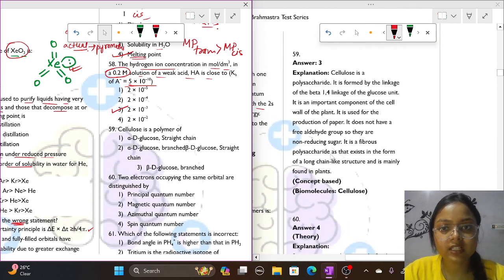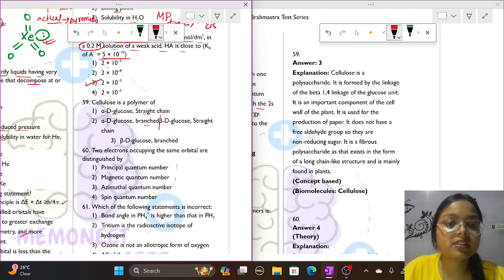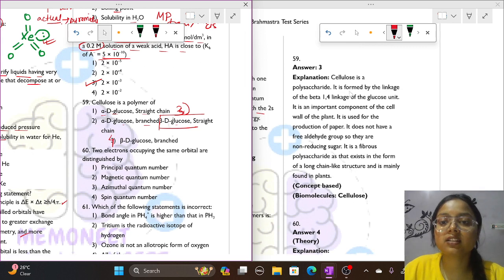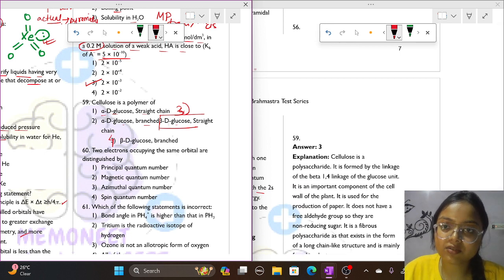Question number 59. Cellulose is a polymer of, let's read the options: alpha D glucose straight chain, alpha D glucose branched, beta D glucose straight chain, and beta D glucose branched. These are options 1, 2, 3 and 4. So we can draw the structure of cellulose.